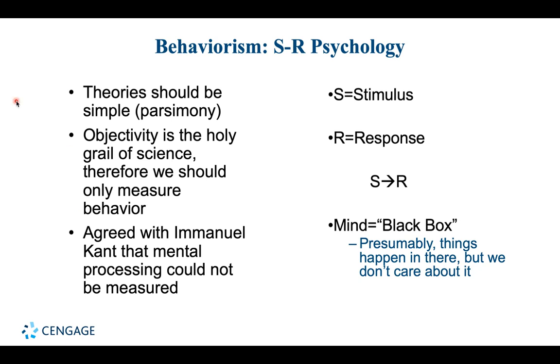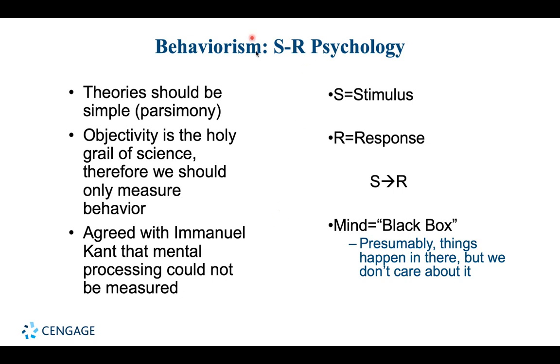Behaviorism said theories should be simple. They should be parsimonious. And objectivity is the holy grail of science, right? It being purely objective, a pure objective observer of the world. And introspection is not objective. So we should only measure behavior. And he agreed, and he leaned on philosophy as well. For those of you interested in philosophy, Immanuel Kant claimed, and Watson agreed, that mental processing could not be and never will be measured. They ended up being wrong, but that's okay. You can't get everything right.